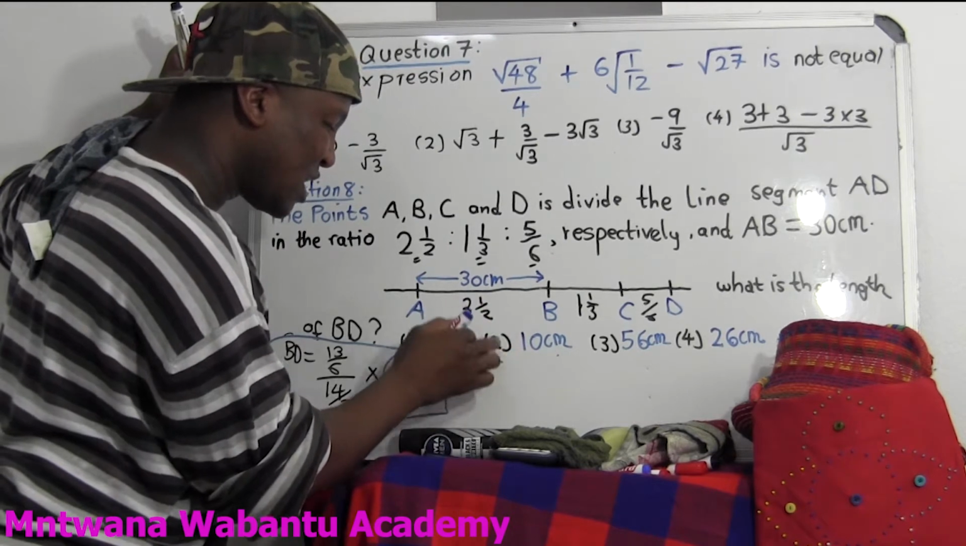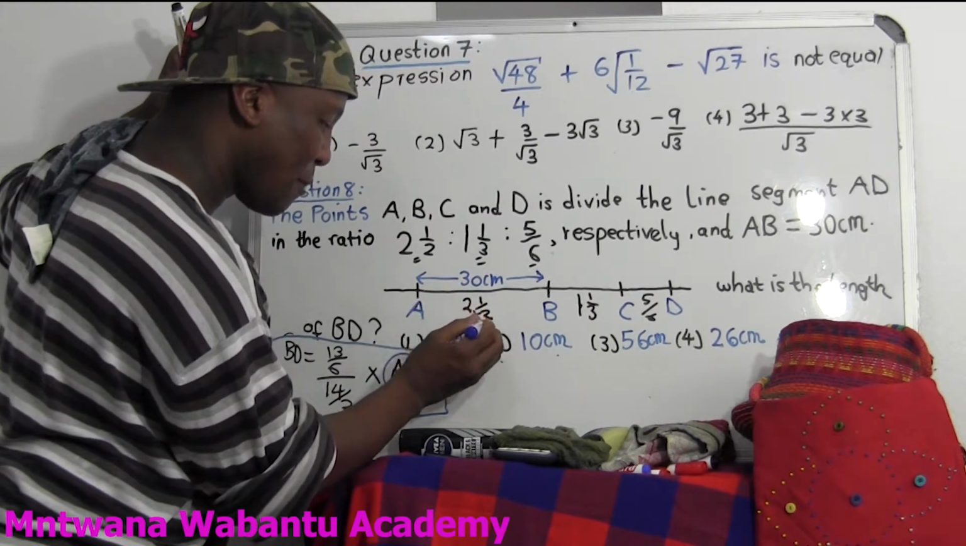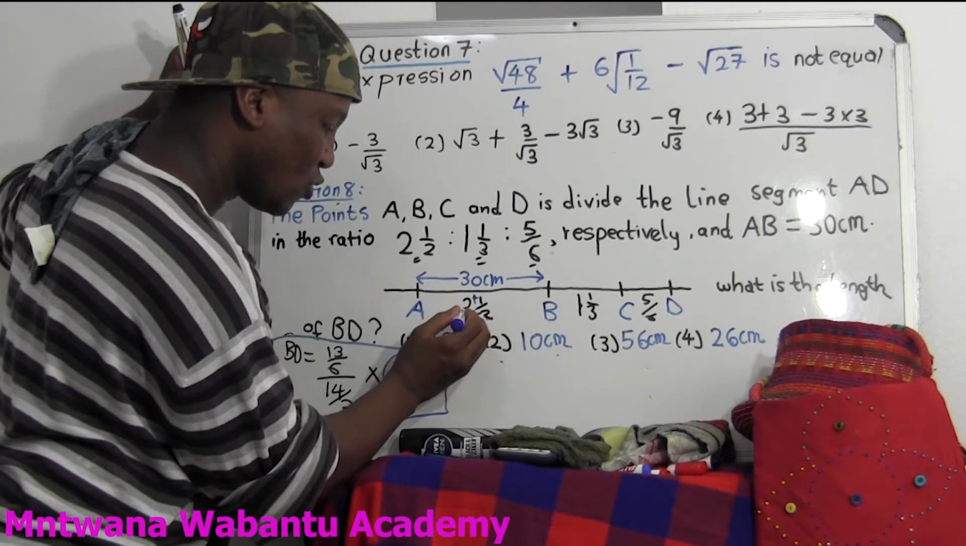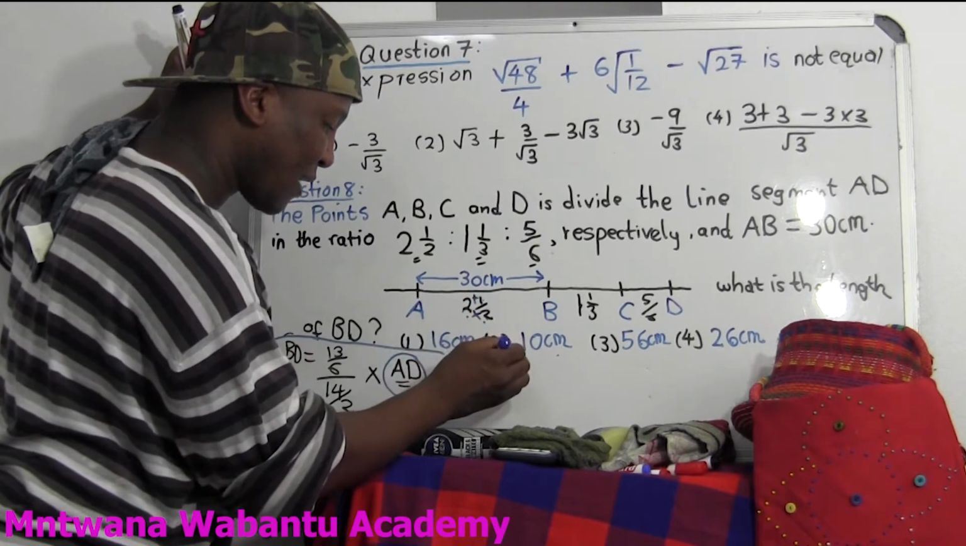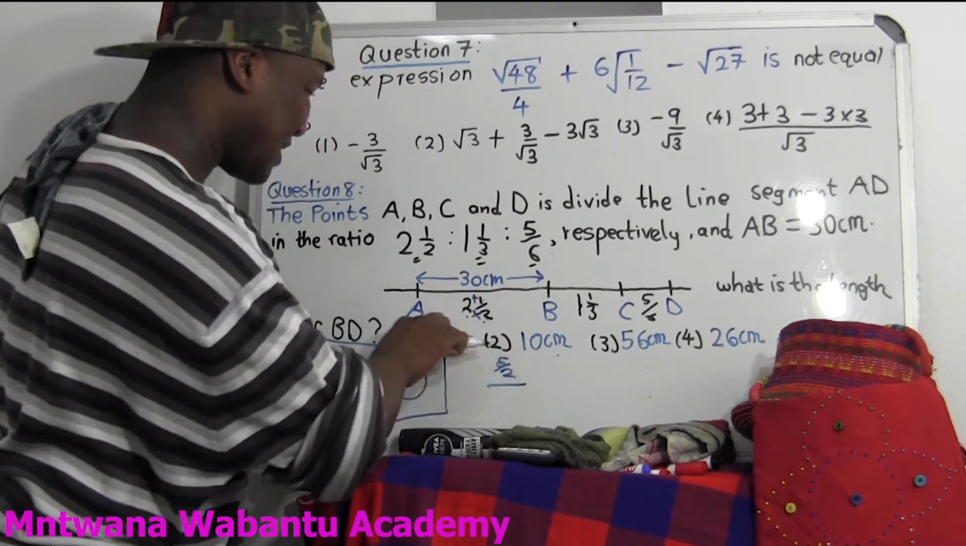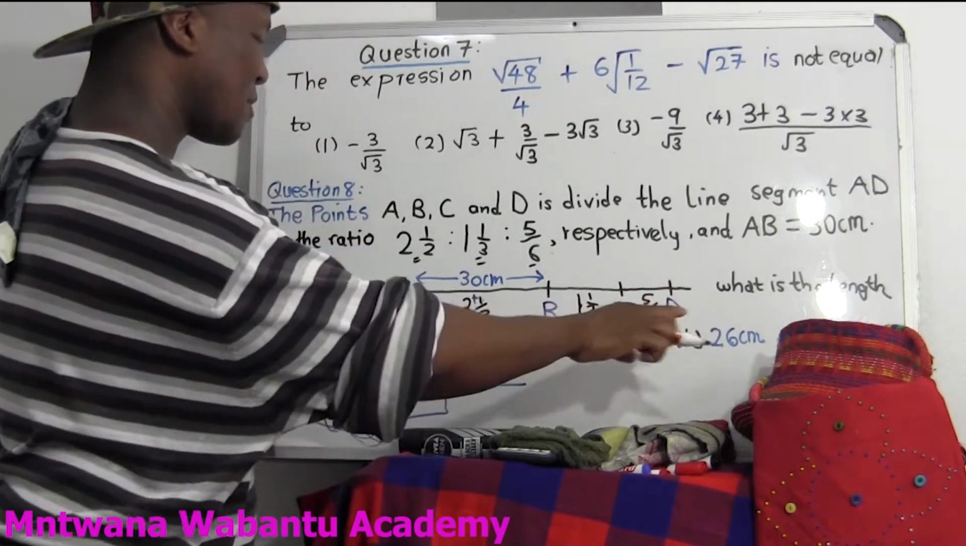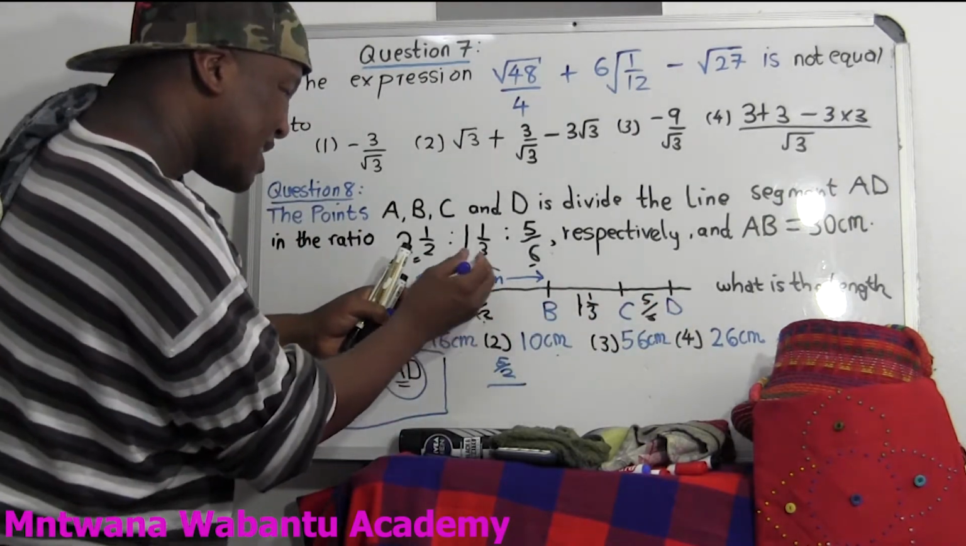But what is 2.5? You can change this to improper: you multiply and then you add. 2 times 2 equals 4, 4 plus 1 equals 5. So it's 5/2 over the sum of all of them. What is the sum of all of them? You know why I do this? Because I know they have given me this 30.